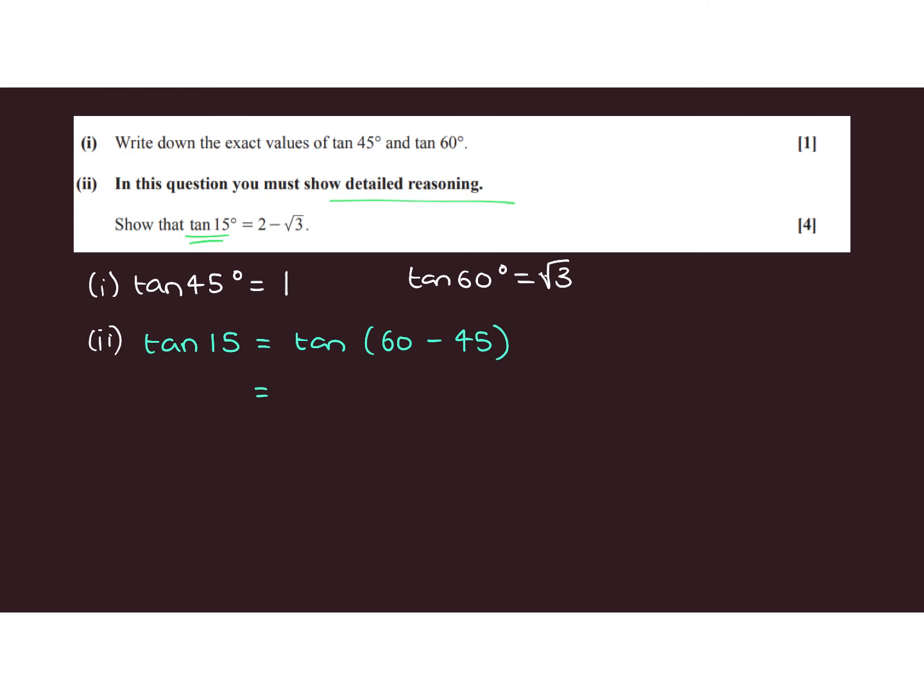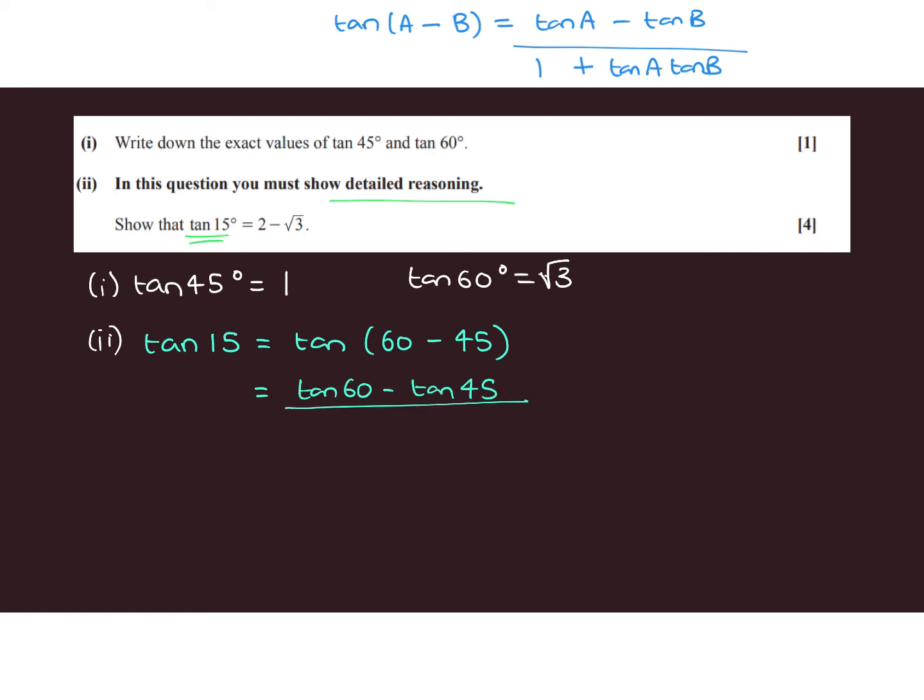You're then expected to use the identity for a tan compound angle formula. So tan of A minus B is equal to tan of A minus tan of B all over 1 plus tan A tan B. So we simply replace A with 60 and B with 45. So this is tan 60 minus tan 45 over 1 plus tan 60 tan 45.